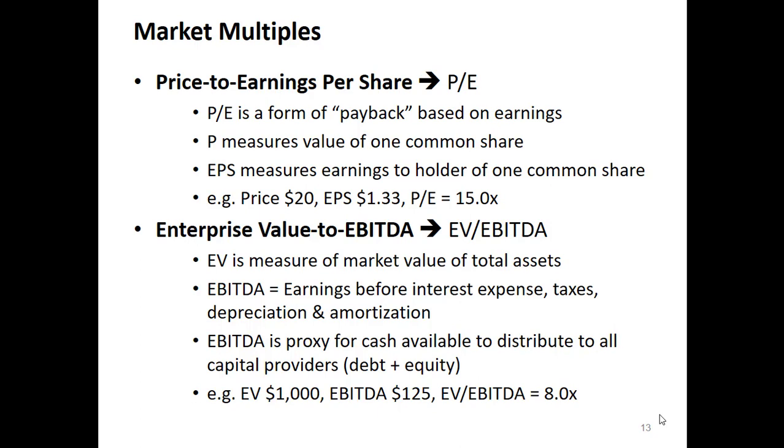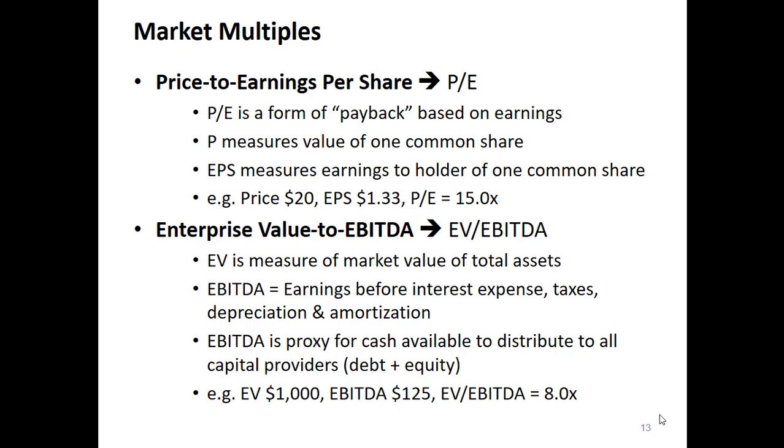If you pay $20 for a stock and its earnings per share is $1.33, that gives you a P/E multiple of 15. So you can think of this as a payback of 15 years. A typical P/E multiple for an S&P 500 company is between 15 to 18 times earnings.